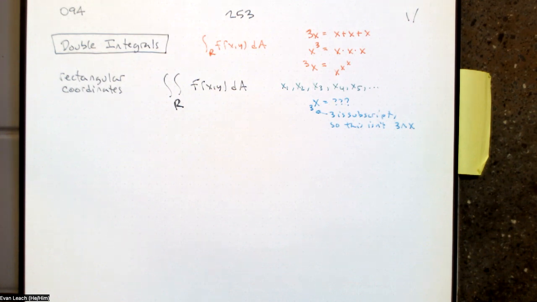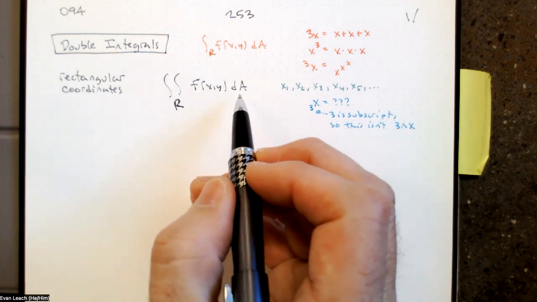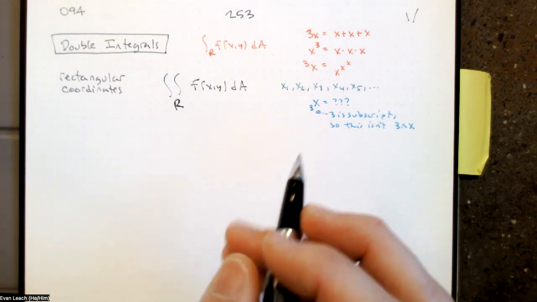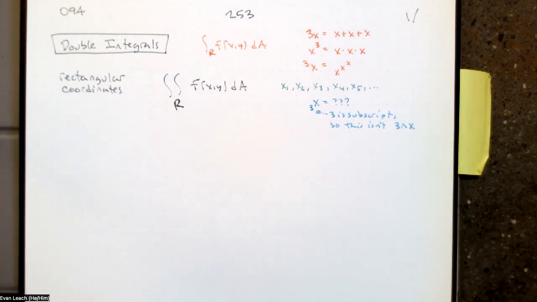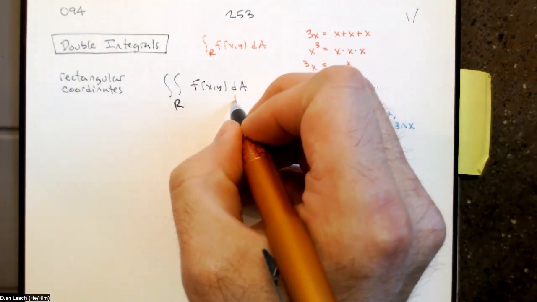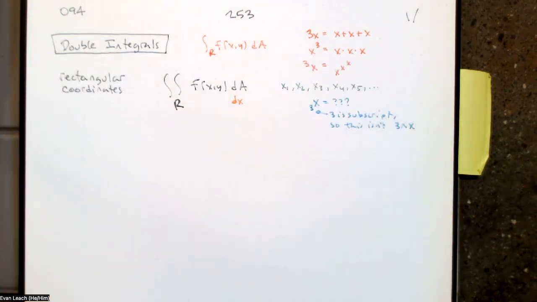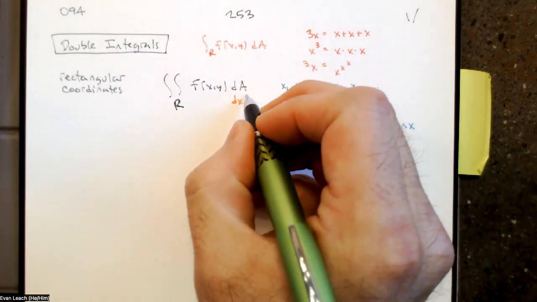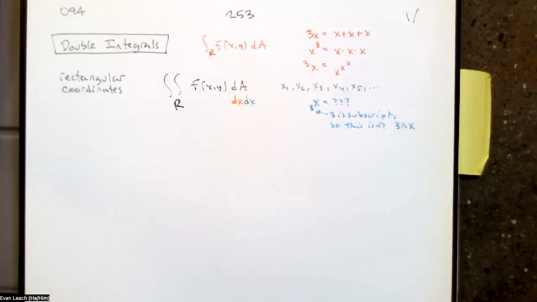And that we are going to set it up as an iterated integral. We do two integral symbols because this dA consists of a dx and a dy, or a dy dx, depending on how we set up our iterated integral.